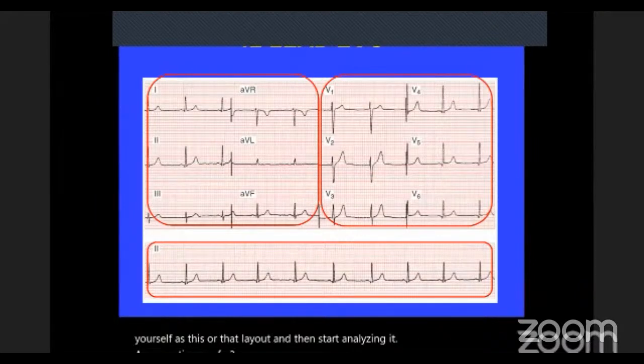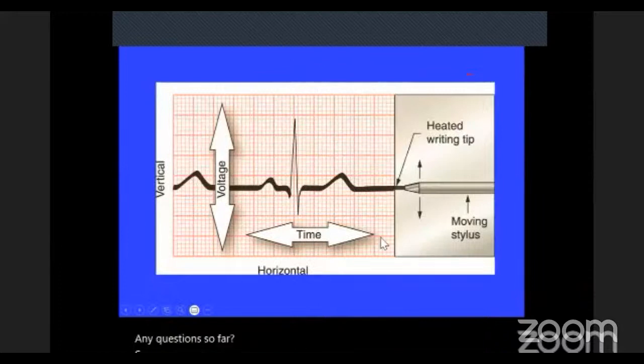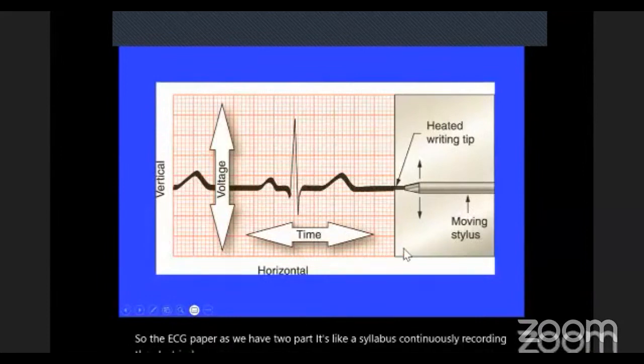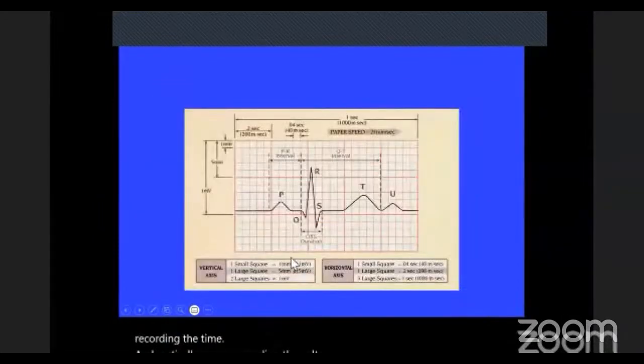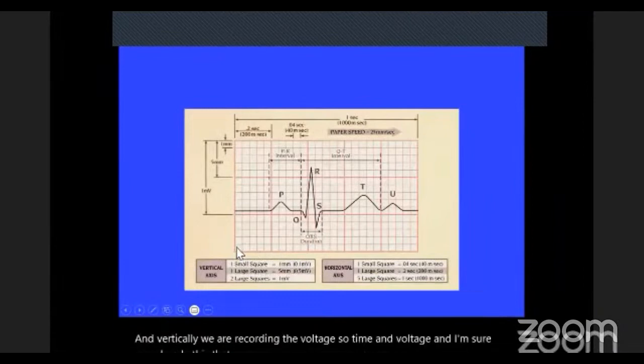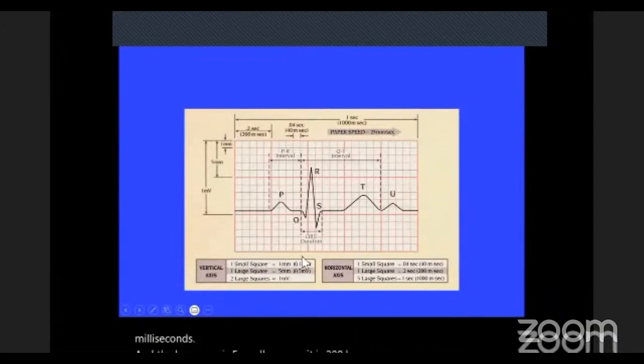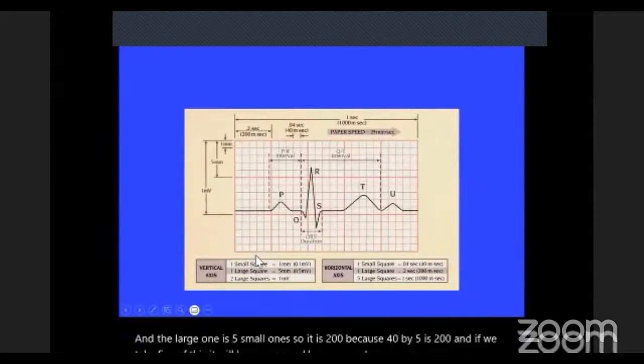Okay, so the ECG paper, as you know, is like a syllabus continuously recording the electrical activity. We have 2 planes on the paper, the horizontal and the vertical. Horizontally, we are recording the time, and vertically, we are recording the voltage. I'm sure you know already that the small square in the ECG is 40 milliseconds. The large one is 5 small ones, so it is 200 milliseconds, because 40 times 5 is 200. And if we take 5 of these, it will be 1 second, because each one is 0.2 of a second. So 5 large boxes is 1 second.